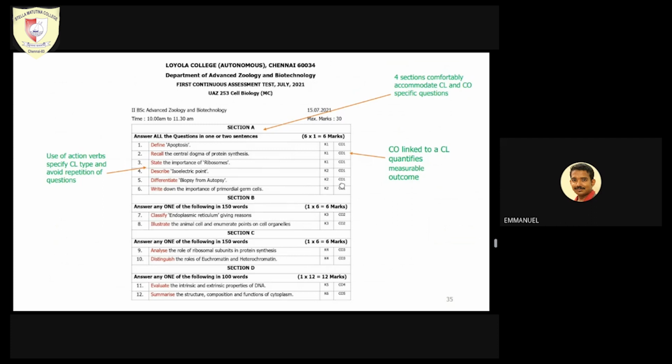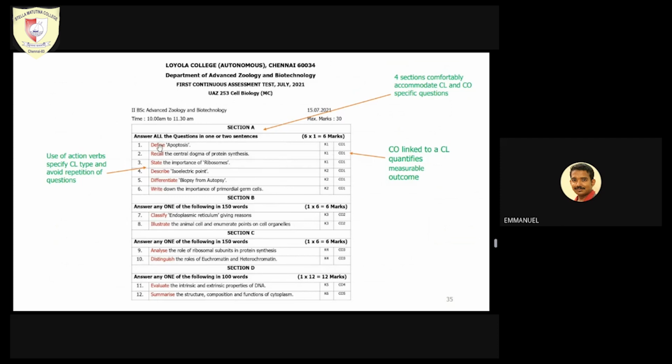CO levels, as we used to say, course outcome levels: CO1, CO2, etc., up to 5. So section A comprises only CO1 levels, that is 3 K1 and 3 K2 levels. And action verbs are not restricted to this set of words.